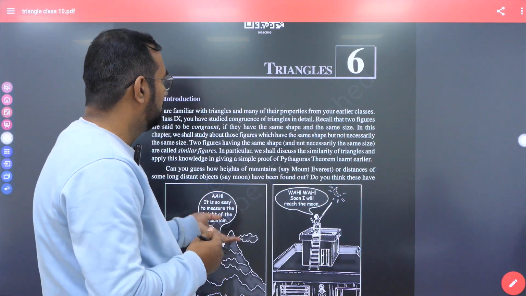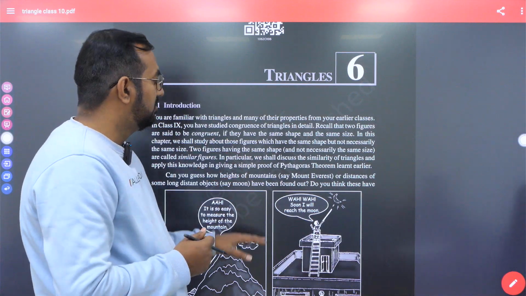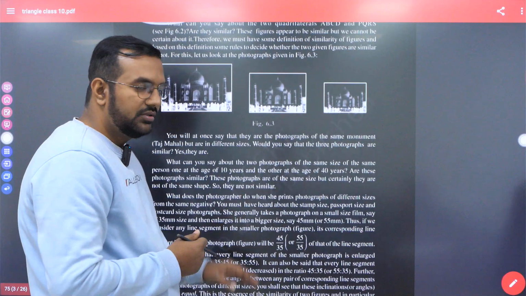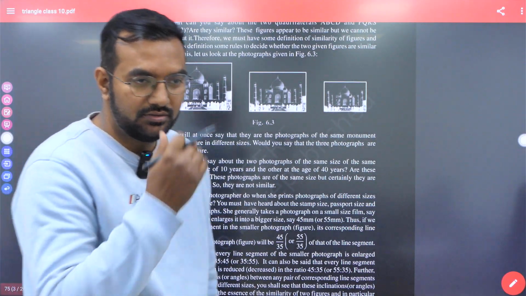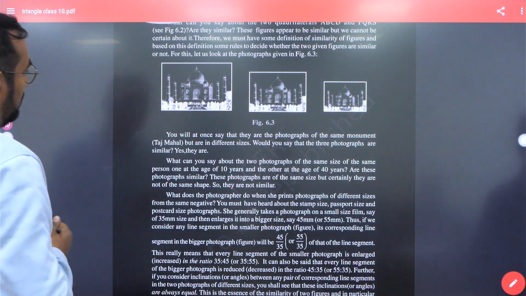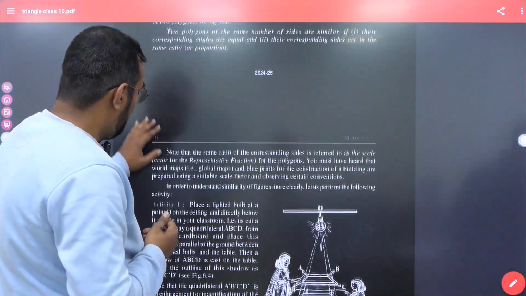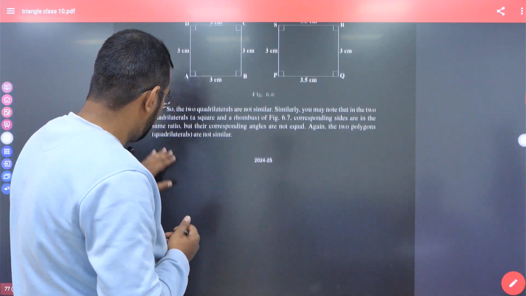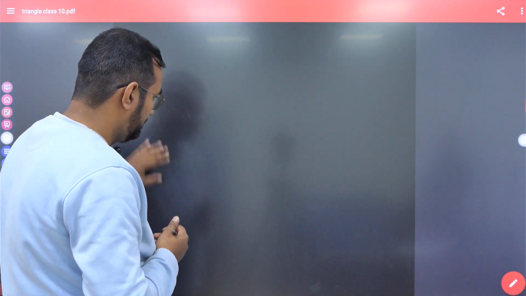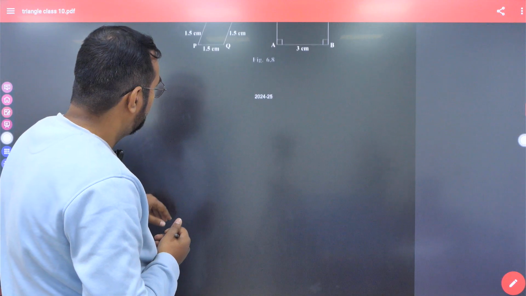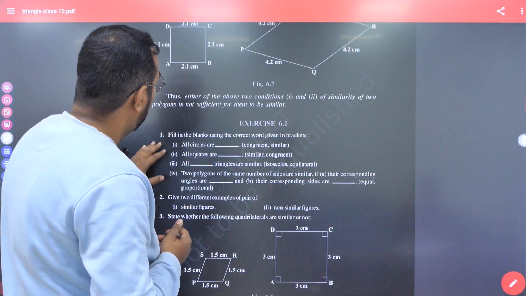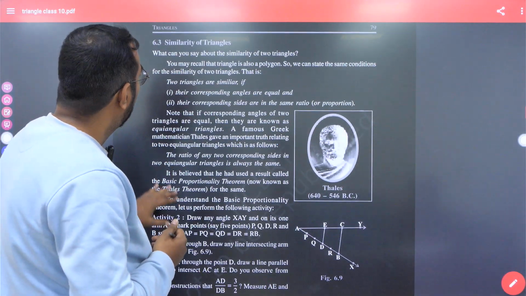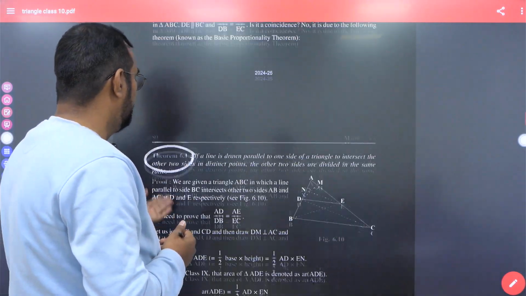Beta, yesterday we were studying the triangles, chapter 6 NCERT. We covered many topics related to similarity of polygons, and also we did the theorem BPT, the Basic Proportionality Theorem, right? That is theorem 6.1. We also covered exercise 6.1 yesterday, and we covered this theorem 6.1.